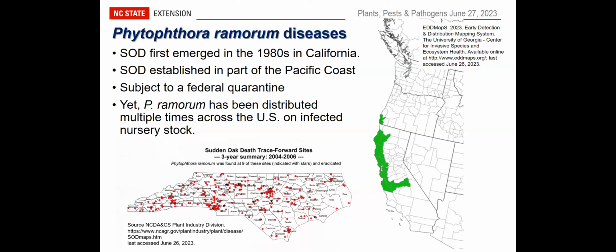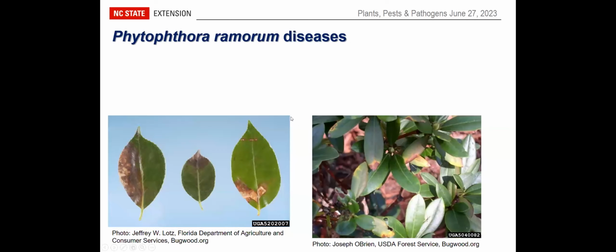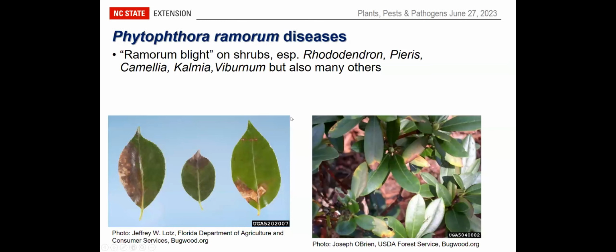So why worry about distribution in nursery stock? Is it oaks that are being spread around? That's not the concern. It turns out that the same pathogen causes something that we call ramorum blight. And that occurs on shrubs, things that will be an understory in the native environment, especially rhododendron, pieris, camellia, kalmia, and viburnum. I don't know if there may be another one because they talked about the dirty half dozen, but these would be big ones. And many, many other different species where this can occur.